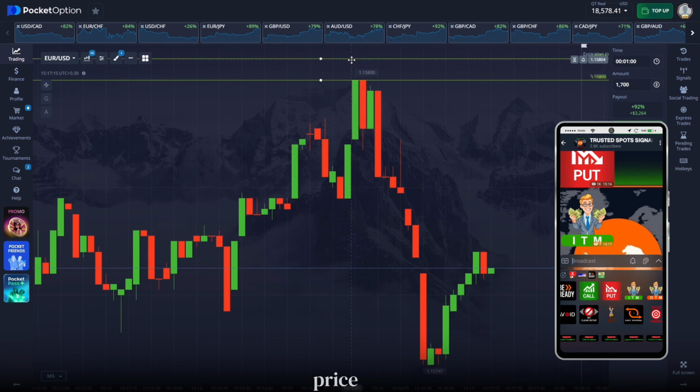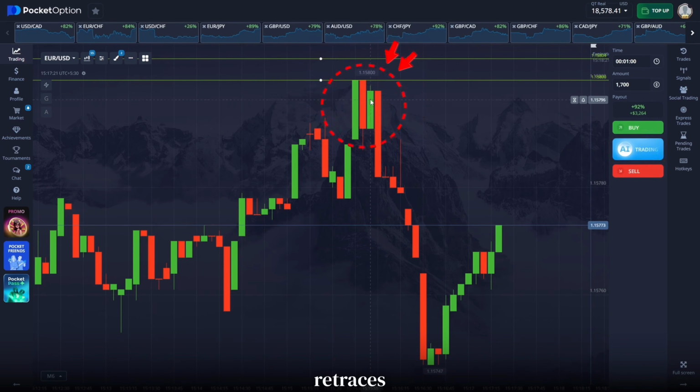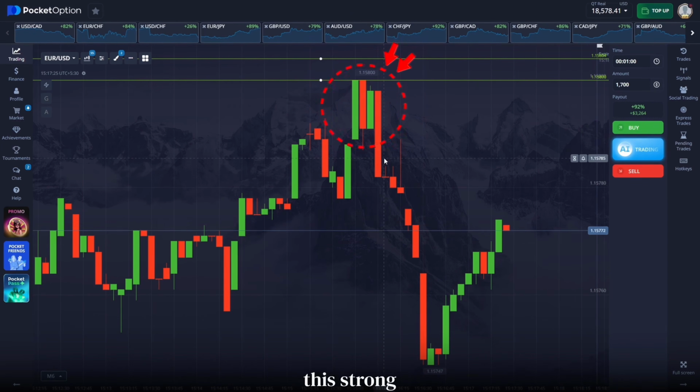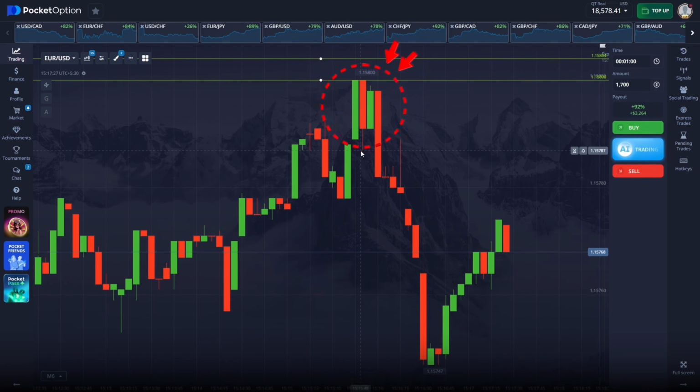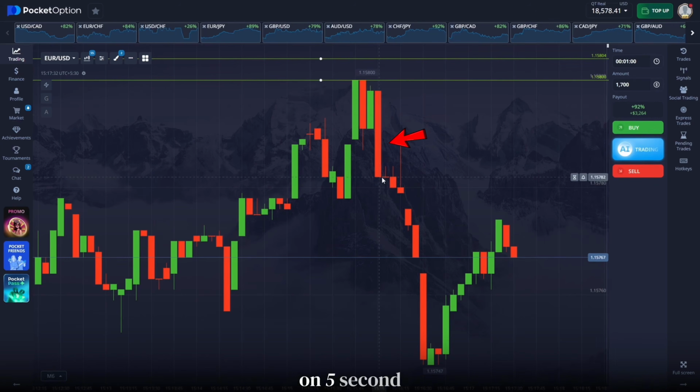Here, as soon as price hit the resistance, it goes down. The previous candle was bigger, so this was not the confirmation. Price retraces back again, but again gave a strong fall. This strong candle breaks the recently rejected level. So this was the confirmation on the 5-second chart, and that's why I place my trade as soon as I have this confirmation.